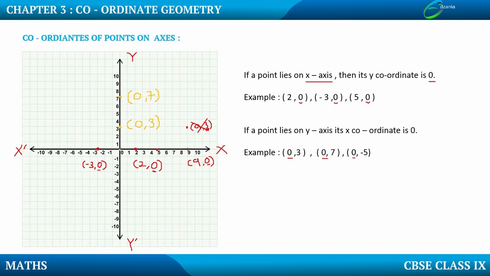Again, it has to lie on the y-axis. Why does it have to lie on the y-axis? Because its x-coordinate is 0. But where is -5 on the y-axis? It is down, somewhere over here. This position is of (0, -5). That means what you have to remember is whenever the point lies on the x-axis, its y-coordinate is 0, and whenever the point lies on the y-axis, its x-coordinate is 0.